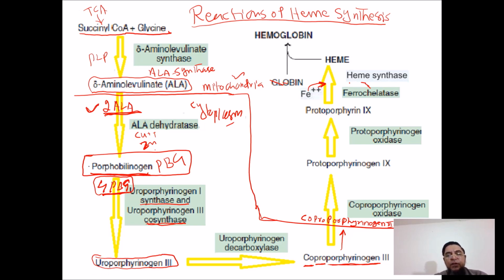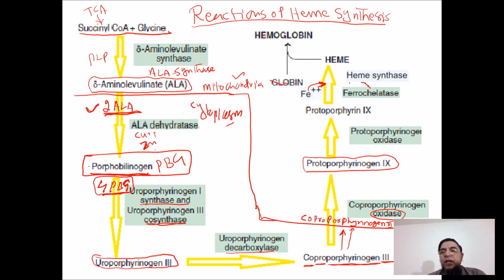Then uroporphyrinogen 3 is decarboxylated with the help of the enzyme uroporphyrinogen decarboxylase, and is converted into coproporphyrinogen 3. Then this coproporphyrinogen 3 will enter back into the mitochondria, and in the mitochondria it will be acted on by the enzyme coproporphyrinogen oxidase. So oxidation takes place and it will convert into protoporphyrinogen 9.